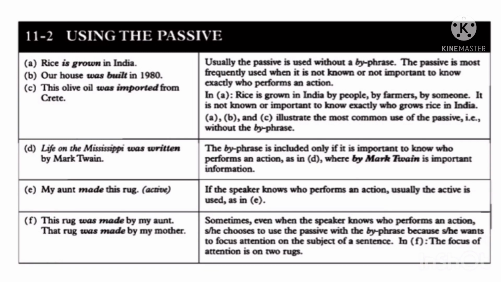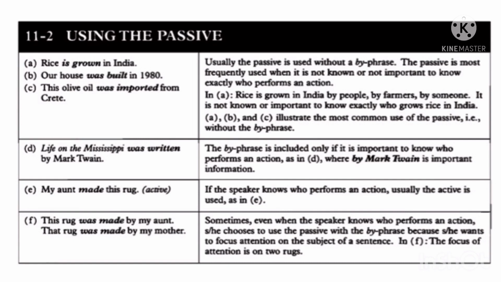The passive is most frequently used when it is not known or not important to know exactly who performs an action. In A, rice is grown in India by people, by farmers, by someone. It is not known or important to know exactly who grows rice in India. A, B, and C illustrate the most common use of the passive without the by phrase.